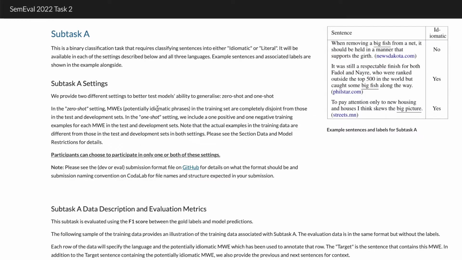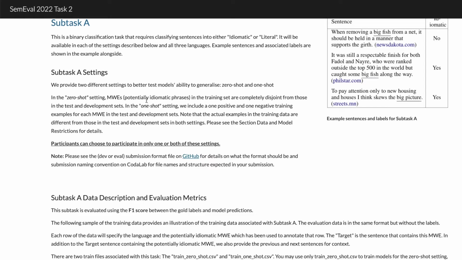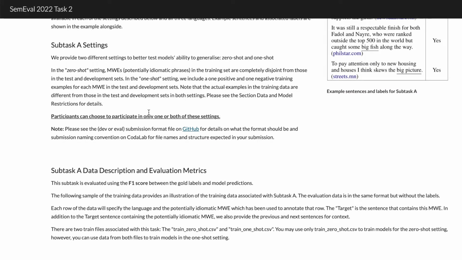This subtask is available in two settings. One is the zero-shot setting and the other is the one-shot setting. In the zero-shot setting, you do not have access to training data associated with multi-word expressions that appear in the evaluation sets. Whereas in the one-shot setting, we provide exactly one positive and one negative training example for each of the multi-word expressions or potentially idiomatic expressions from the evaluation and development sets.